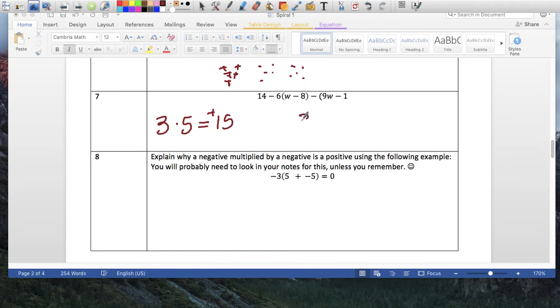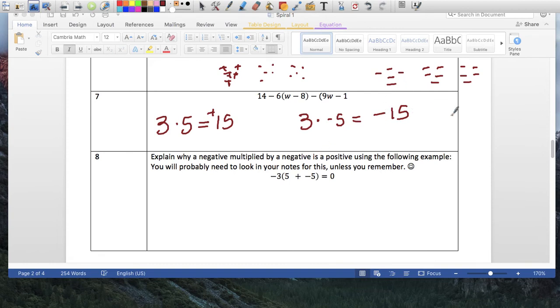Now, let's say 3 times negative 5. So here's one group of negative 5, 1, 2, 3, 4, 5. And we're going to have 3 groups of that. Remember that multiplication is repeated addition, so we're adding negative 5 plus negative 5 plus negative 5. So 3 times negative 5 gives us negative 15. So that's easy to explain.